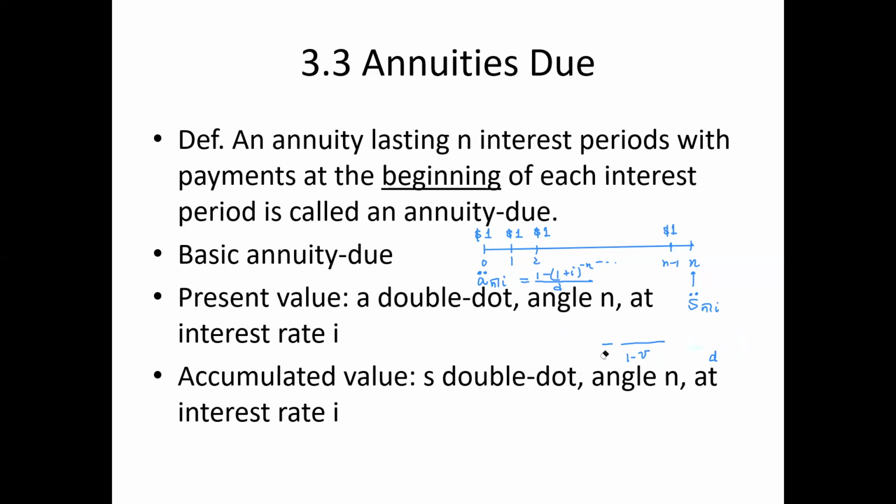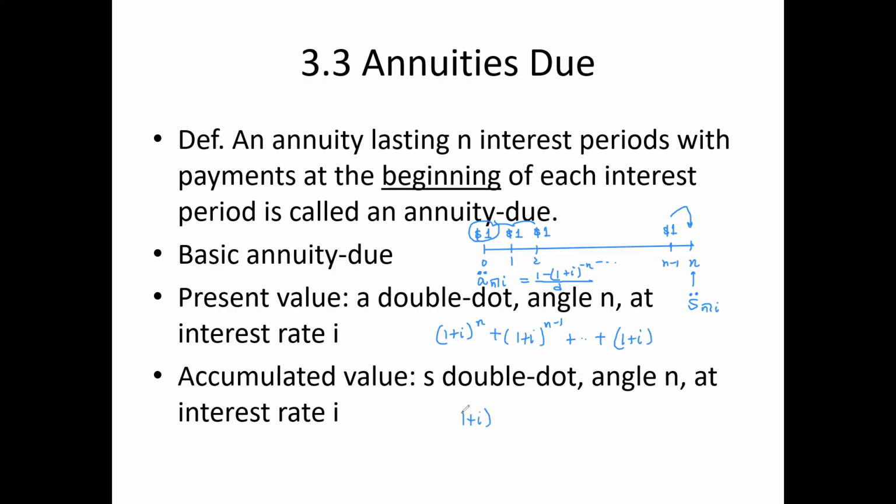For the future value, we have 1 plus i to the n. So you look at this $1, you have 1, 2, so it accumulates to n. So you have 1 plus i to the n, then 1 plus i to the n minus 1, and so forth. In the end, you have a 1 plus i. That's this $1 at the beginning of the nth period, and the accumulated value at the end of the nth period is 1 plus i.